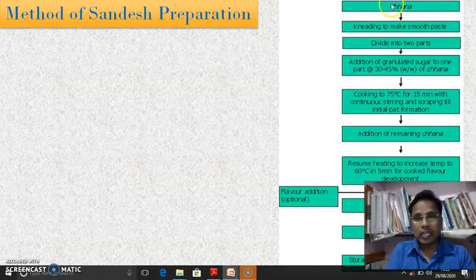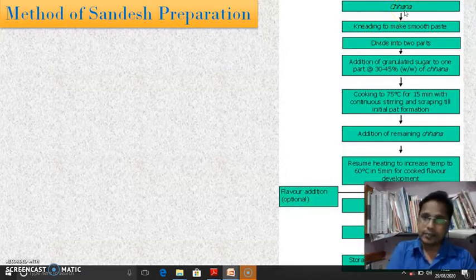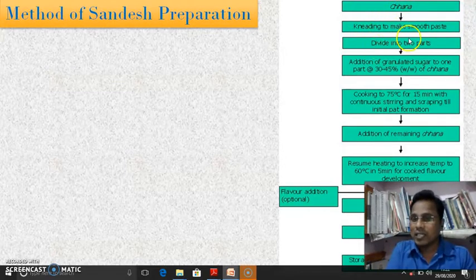After preparing the channa, we take this channa into a karai. We have to break this channa into bits and knead it properly. We have to knead this channa to make a smooth paste. So we knead this channa properly in the karai until it becomes a smooth paste. And then this channa is divided into two equal parts.